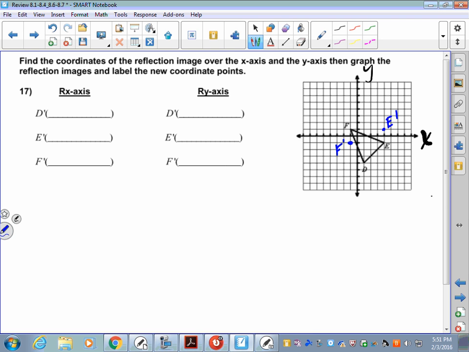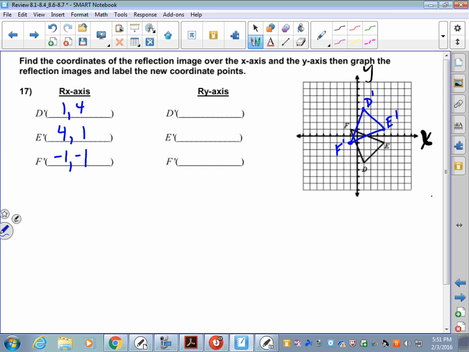This is 1, 2, 3, 4 units down. So now I got 4 units up. 1, 2, 3, 4. There's d prime. And we connect it, and it sees that it crossed the x-axis. And then we just read those ordered pairs. But the rule basically says for x, x stays, y changes. So this was 1, 4, 4, 1, negative 1, negative 1.